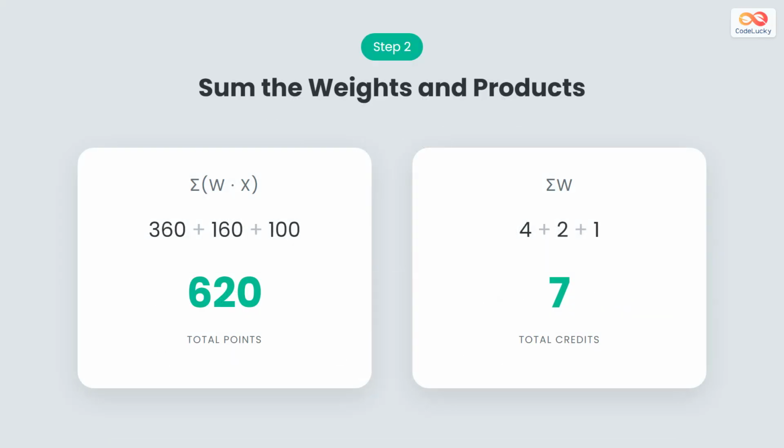Step 2 involves simple addition. First, we add up all the products we just calculated. 360 plus 160 plus 100 equals 620 total points. Next, we need to know the total weight, so we add the credits. 4 plus 2 plus 1 equals 7 total credits.